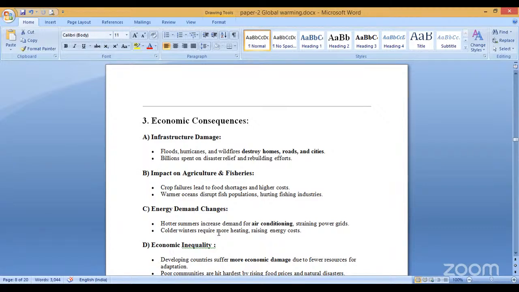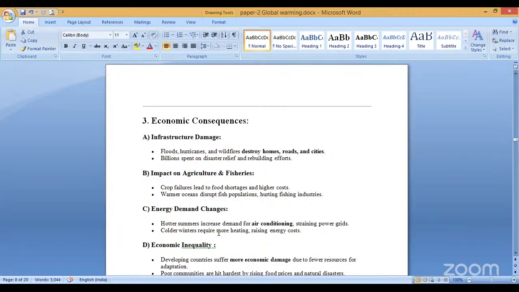Then next, impact on agriculture and fisheries. Failures lead to food shortages and higher costs. The cost of each and every item will increase. Warmer oceans displace fish populations, and hurting the fishing industries is also a drastic effect on the economic status of each and every state.